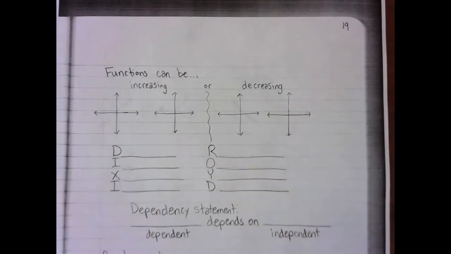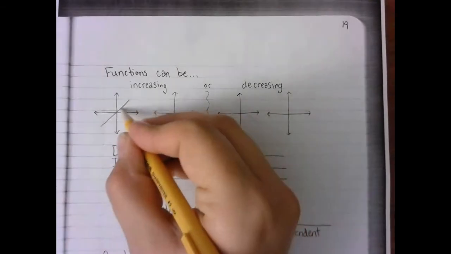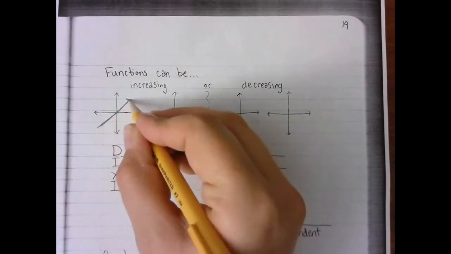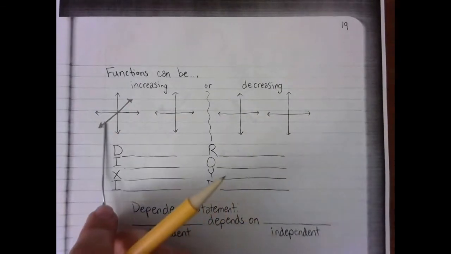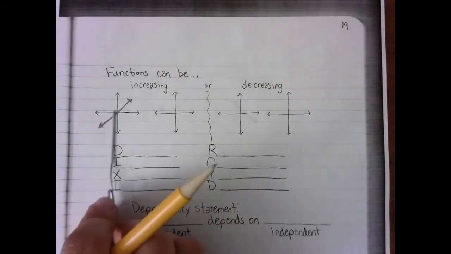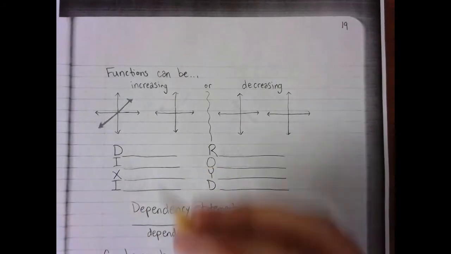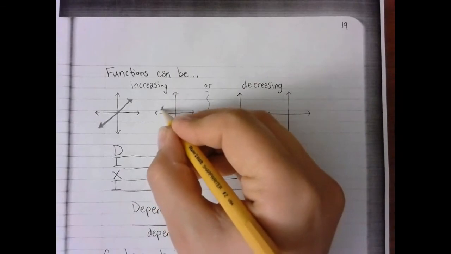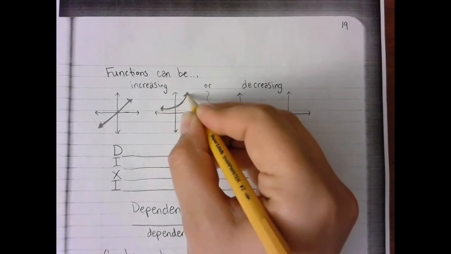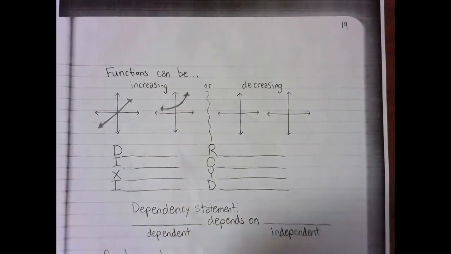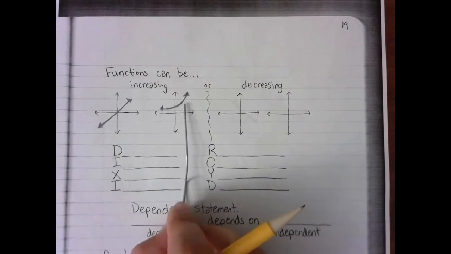Okay, all functions can be increasing or decreasing. To decide if it's increasing or decreasing, you just have to read them going left to right. For example, if we have this nice dark line, this is an increasing function because going from left to right, we're moving up. It doesn't have to be a line, it could be a curve. If this were our function, again, going from left to right, we're moving up, so that's increasing.